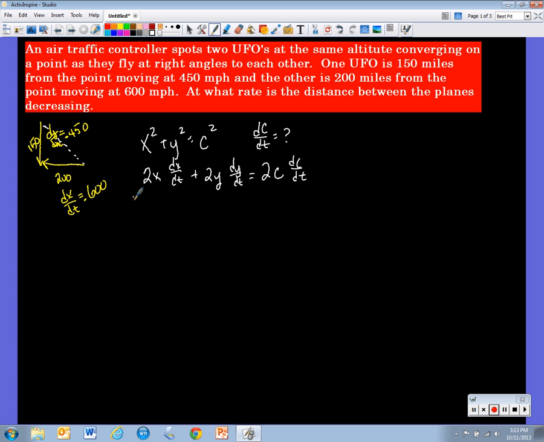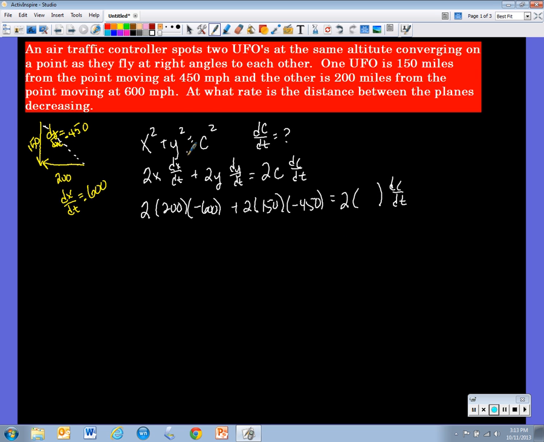So now you can go and plug everything in. My 2 is a 2. The x value is the 200. And the rate at which that is happening is negative 600. Plus 2, plug in my y, 150. Plug in my dy/dt, negative 450. And that is going to equal 2 times c times dc/dt. Now I had to leave my c blank because I don't know it yet. But can I find it?